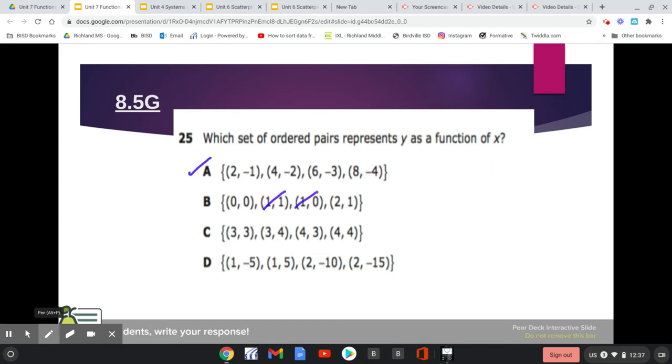We have for C, we have a 3, a 3, a 4, and a 4. That's not it because those repeat. And for D, we have 1, 1, 2, and 2. So we know our answer is A. D won't work because they repeat as well. Let's look at the next one.